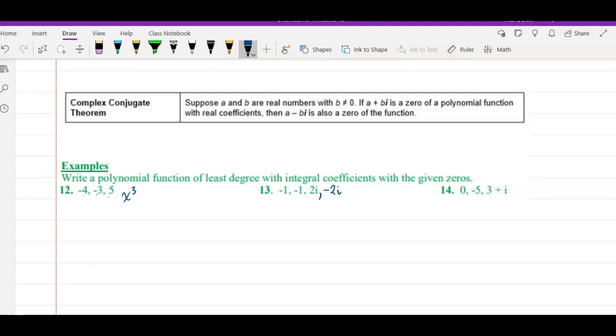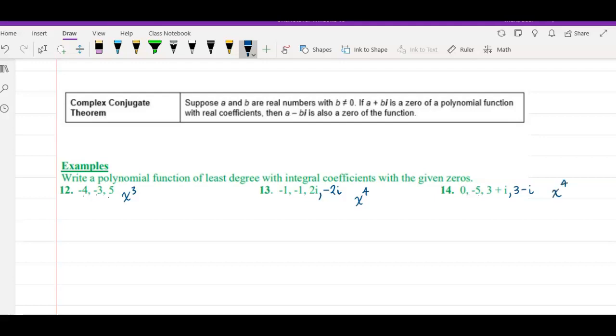This one, they only give us 3, but we know that we have to add the other imaginary partner here, which is negative 2i. So this one's going to be at least x to the 4th. And right here, we have 0, negative 5, and 3 plus i. That seems like 3, but remember, we also have to have 3 minus i. So what does this look like? That's going to be to the 4th degree again.